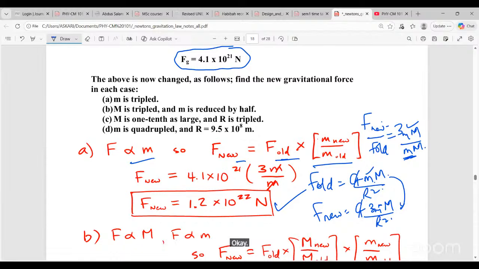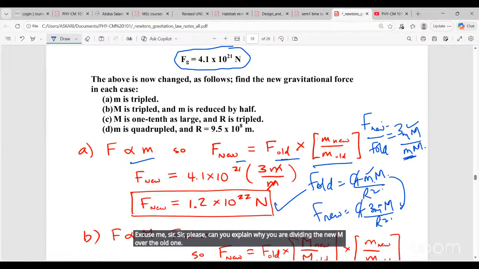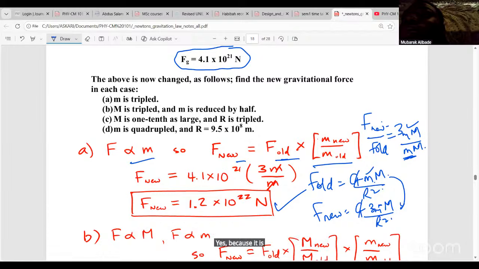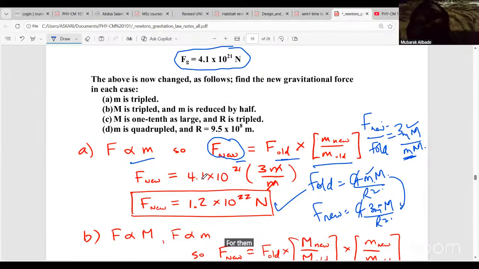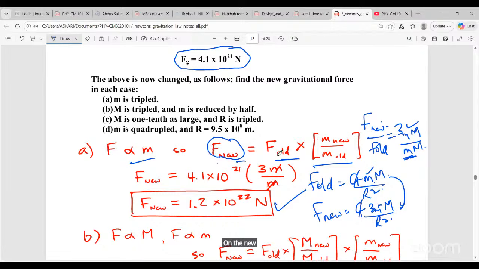Sir, please, can you explain why you are dividing the new M over the old one? Yes, because it is a ratio. This is the new one that we want to find. The new one you are finding will be a function of the old one. I hope it is clear.